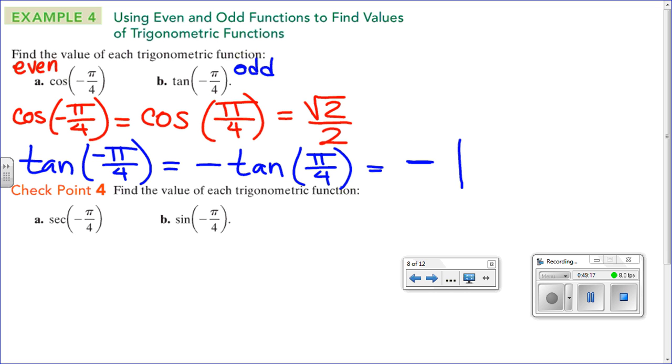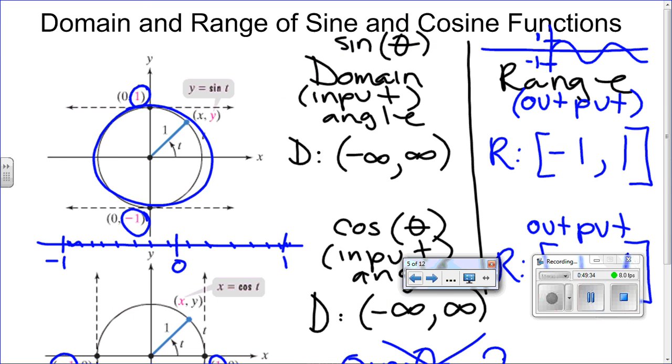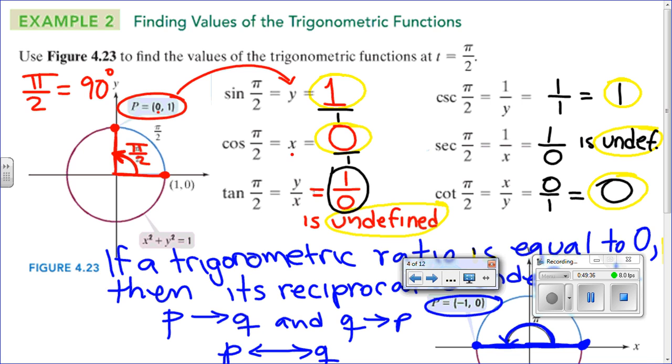Okay, so let's do the next two. You guys do those. So secant is odd or even? I mean, even. Even. And sine? Odd. Oh, let me show you a trick that I used to use when I was younger. Not too long ago. When I was in high school.